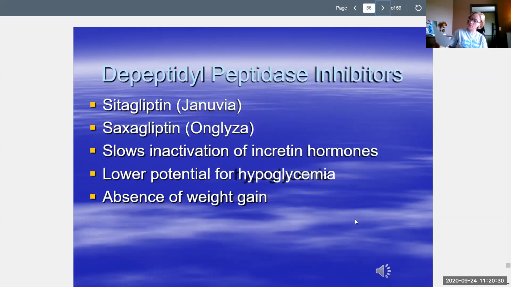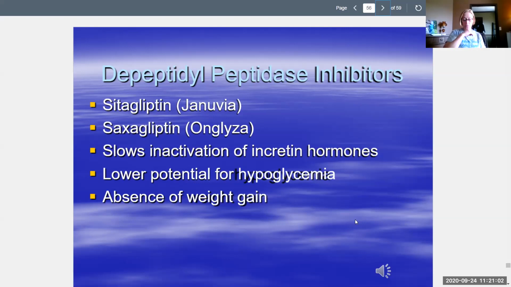All right, the last one here is our dipeptidyl peptidase inhibitors, which are sitagliptin and saxagliptin. These help slow the inactivation of incretin hormones, which are released in the intestine. So these do work in the intestines as well, but not as a starch blocker. It lowers the potential for hypoglycemia, and there is an absence of weight gain with these specific medications.